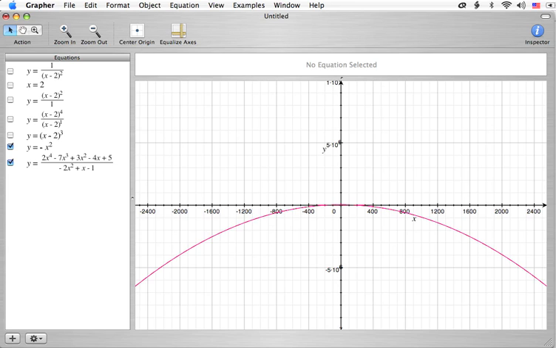We can keep playing the game. We can get rid of this term. We're going to have an x to the 4th over x, so it'll end up being 2x cubed. That's when we get rid of this. And so on down the line.